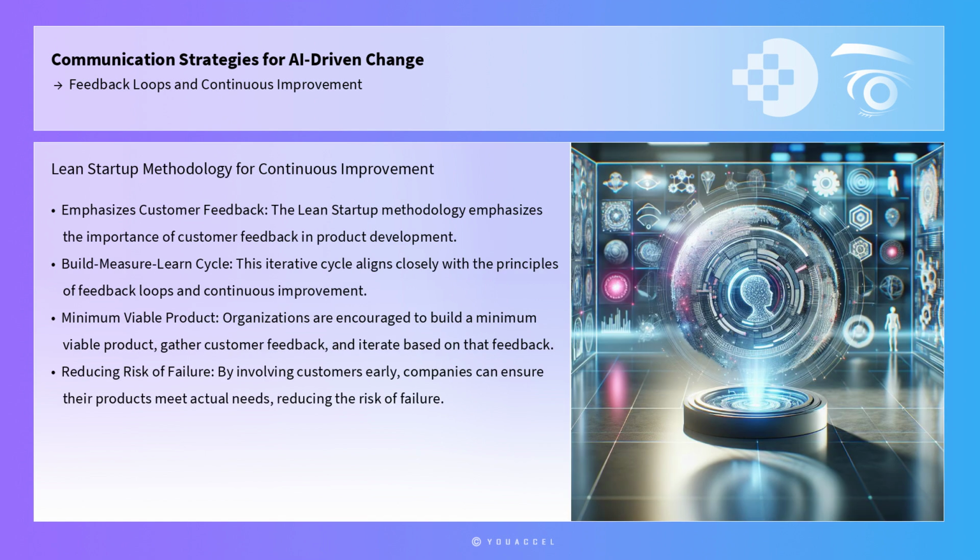Another practical framework for continuous improvement is the Lean Startup methodology, which emphasizes the importance of customer feedback in product development. This approach encourages organizations to build a minimum viable product, gather customer feedback, and iterate based on that feedback. By involving customers early in the development process, companies can ensure their products meet actual needs, reducing the risk of failure. This iterative cycle of build, measure, learn aligns closely with the principles of feedback loops and continuous improvement, providing a structured approach to innovation.